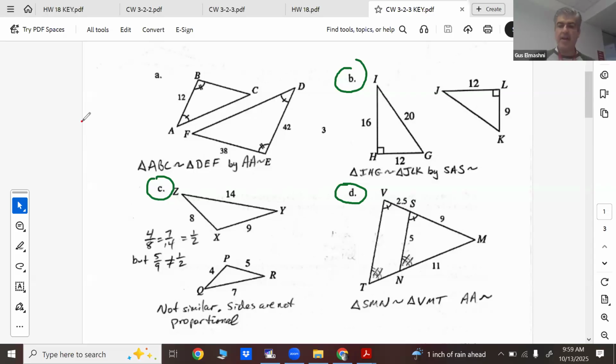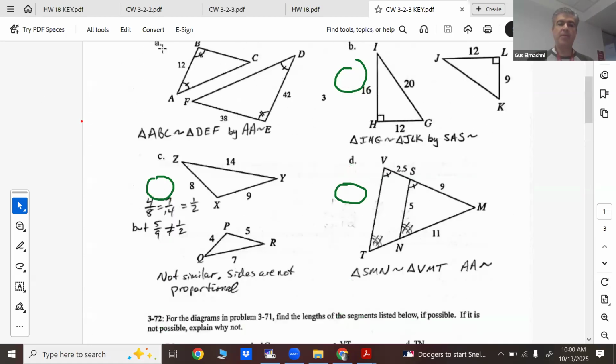Part B is a yes. That's side angle side: they share a right angle, so they both have right angles and the sides are proportional. 9 to 12 is the same as 12 to 16. They're both 3/4. And we say it properly, IHG. If you go from the top down, same thing, JLK. For D, you say angle MNS, then MTV, or you can say SMN to VMT, that works also. So those are the proportionalities, or similarities, sorry. So we're good? Okay, cool. All right, let's keep moving.